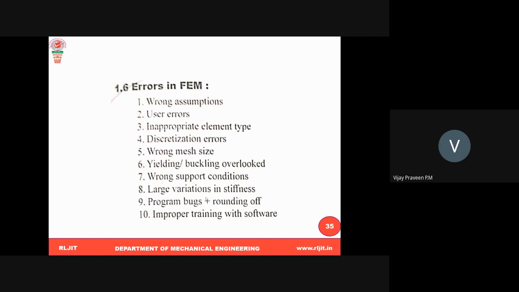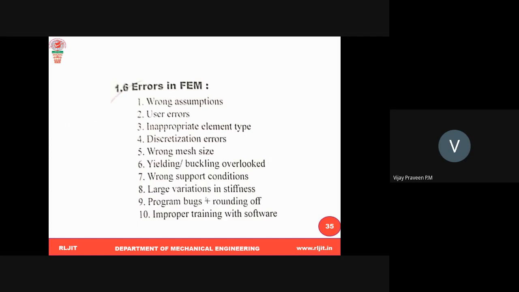Large variation in the stiffness value will also cause errors. Stiffness we will take later. That is very important. And bugs in programs. That means usually in the programs, the software also, there are some bugs. So that also matters, the errors.